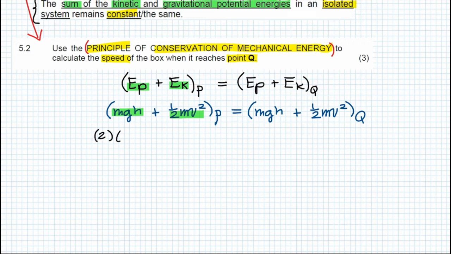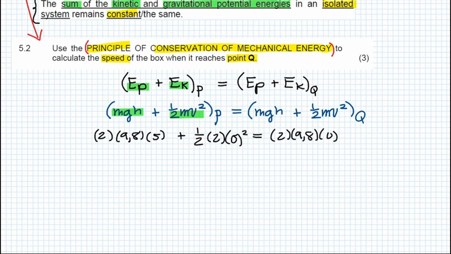We have 2 multiplied by 9,8 multiplied by 5 plus half. The mass again is 2. We do know the speed at position P, that is 0. That's going to be equal to 2 times 9,8. The height at Q is 0 plus half mv squared of Q. Sorry, we do know the value of m, so I need to substitute that in. That is 2. Remember, the question asked us to calculate the speed of the box when it reaches point Q. So we are looking for the speed at point Q.